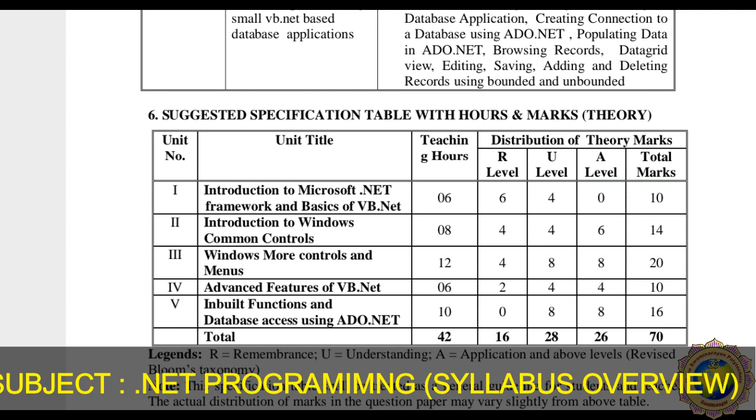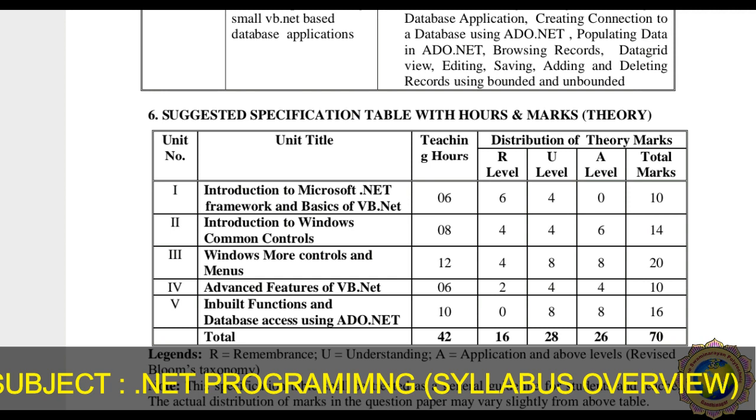Chapter number 1 has teaching hours 6, and this is the distribution of theory marks. Then chapter number 2 has teaching hours 8, and this is also the distribution of theory marks. Chapter number 3 has teaching hours 12, chapter 4 has teaching hours 6 and chapter 5 has teaching hours 10. So totally 5 chapters are included in our .NET programming language.